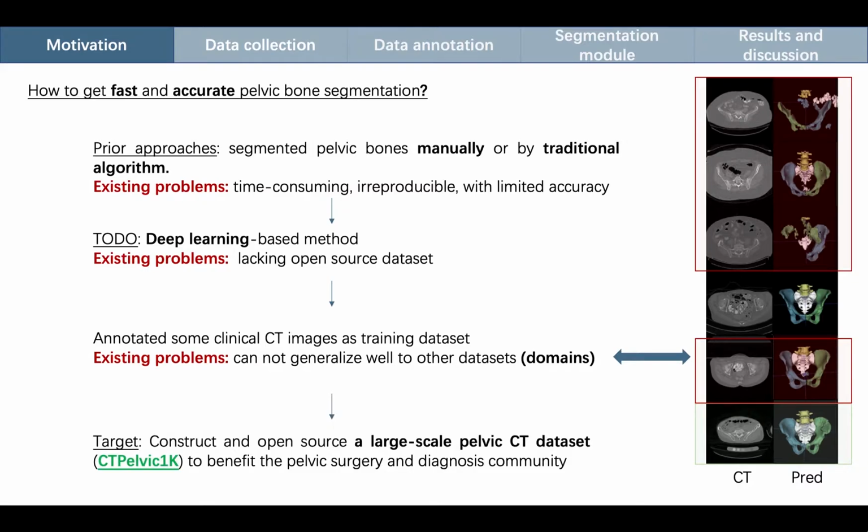In order to develop a robust system to benefit the pelvic surgery and diagnosis community, we plan to make and open source a large-scale dataset. It is now called CT Pelvic 1K.